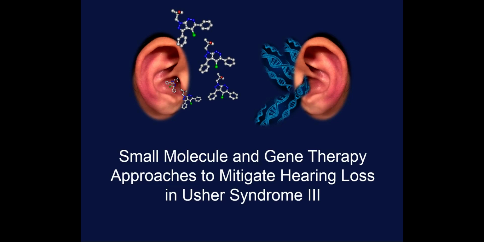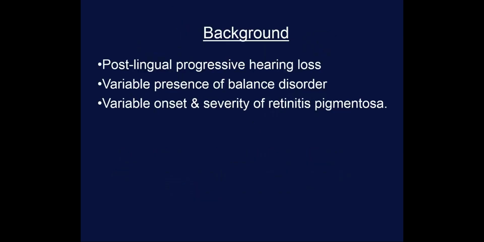I'm going to talk about small molecule and gene therapy approaches to mitigate hearing loss in Usher syndrome type 3. Usher type 3 is characterized by postlingual progressive hearing loss, a variable presence of balance disorder, and variable onset and severity of retinitis pigmentosa, which leads to loss of vision.